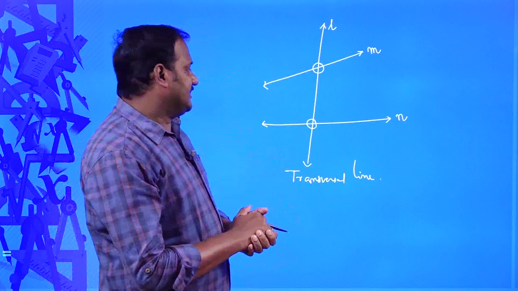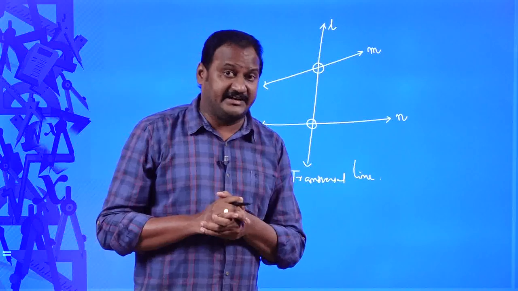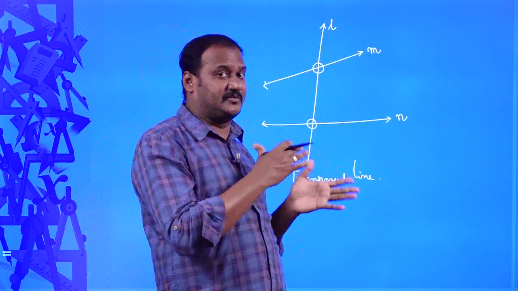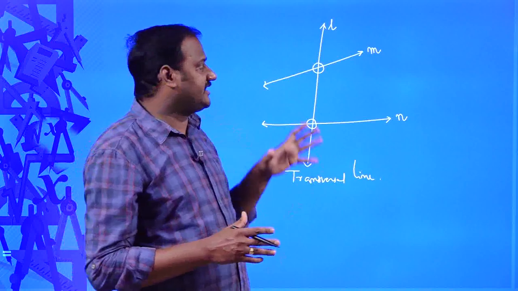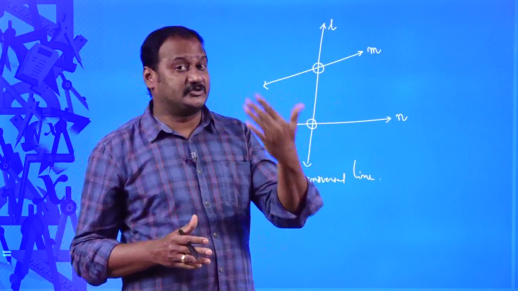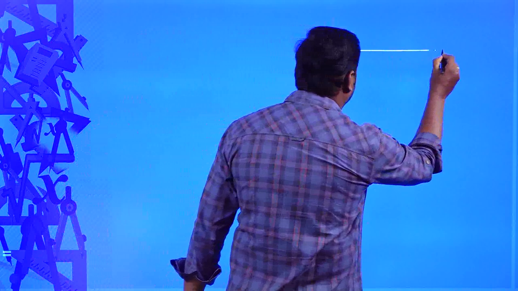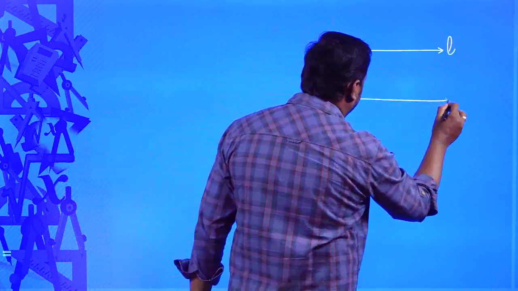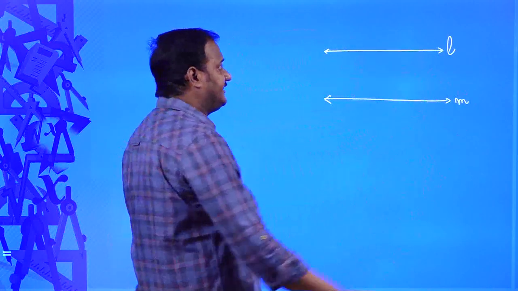But here this transversal line concept is extended to a pair of parallel lines, and then we can identify very important, interesting facts. If you apply this transversal concept to a pair of parallel lines, what kind of interesting facts are you going to identify? That is what we are going to learn now. Now, I am going to take a pair of parallel lines. This is one line, let this line be, for example, L, and this is one more line, let this line be M. These two lines are a pair of parallel lines.